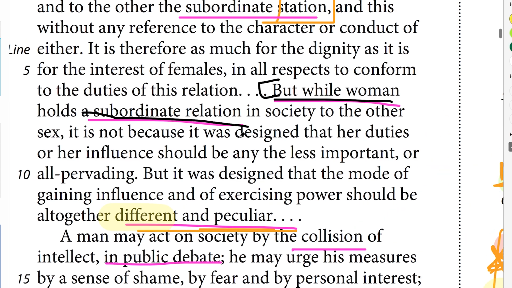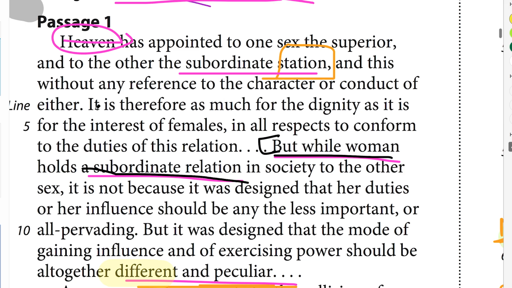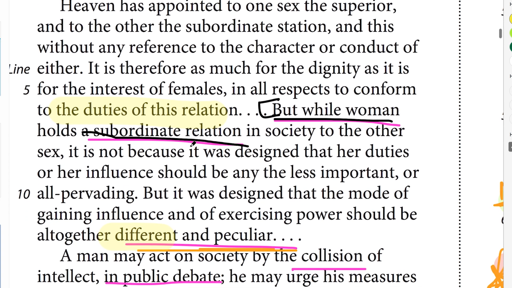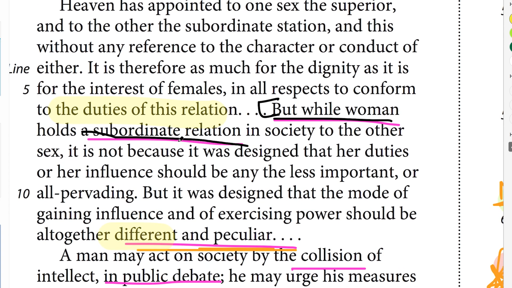So what that means, if I look at this in context, and maybe I have to read up a little bit more: "It is therefore as much for the dignity as for the interest of females in all respects to conform to the duties of this relation." And what is this relation? "Heaven has appointed one sex the superior and the other the subordinate station, and this without any reference to the character or conduct of either." So that means one sex is the superior and women are the inferior, and women should just do that.